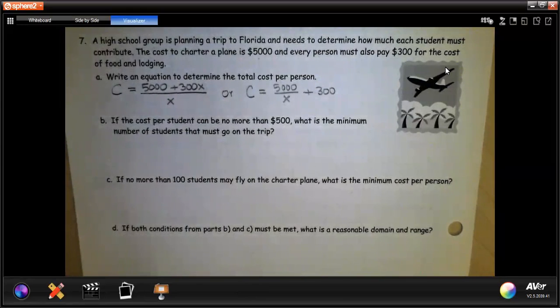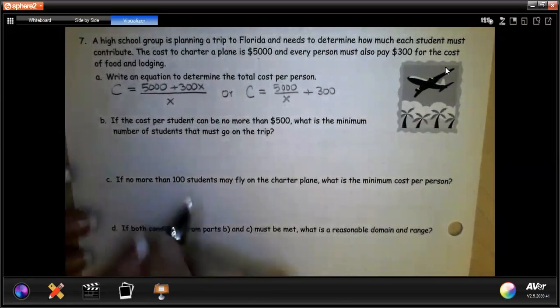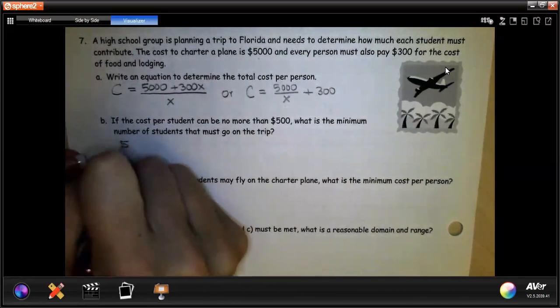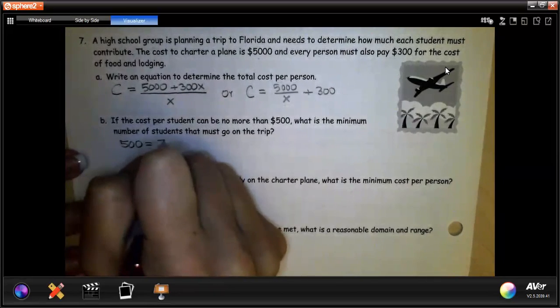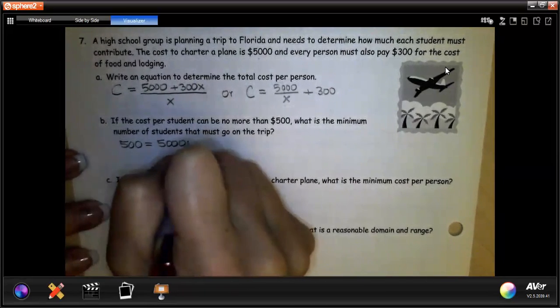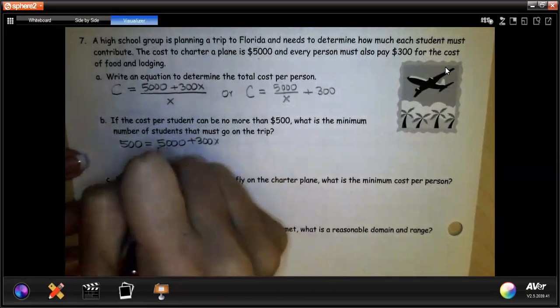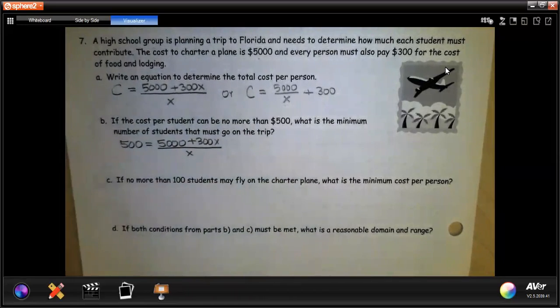And it says, if the cost per student can be no more than $500, what is the minimum number of students that must go on the trip? All right, so the cost has to be 500. So I'm going to put that in for the 500. The more people that go, the less it's going to cost because they're going to split that 5,000 by more people. So keep that in mind. The more people that go, the less the cost. They're doing the opposite there.